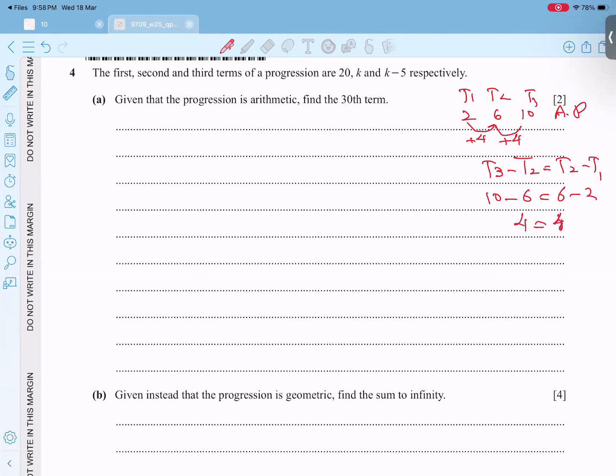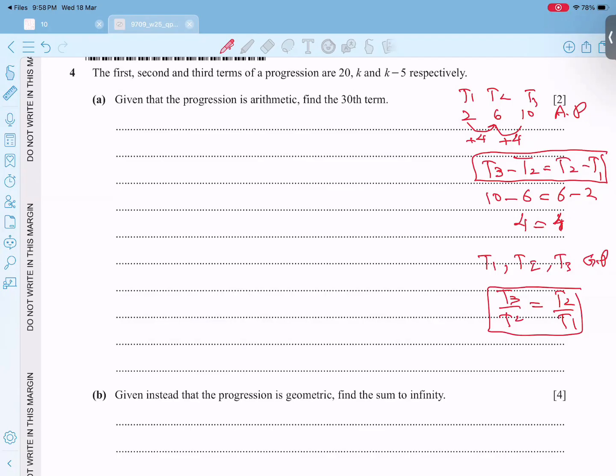So you learn a lesson. The lesson is this is the rule in AP. But what about a GP? If the same story comes, T1, T2, T3 in a GP, not an AP, how do we write it? Then third term divided by second term equals second term divided by first term. So this is the rule for GP and that is the rule for AP. Now, students, I can apply. Third term minus second term is equal to second term minus first term. So the third term is k minus 5.